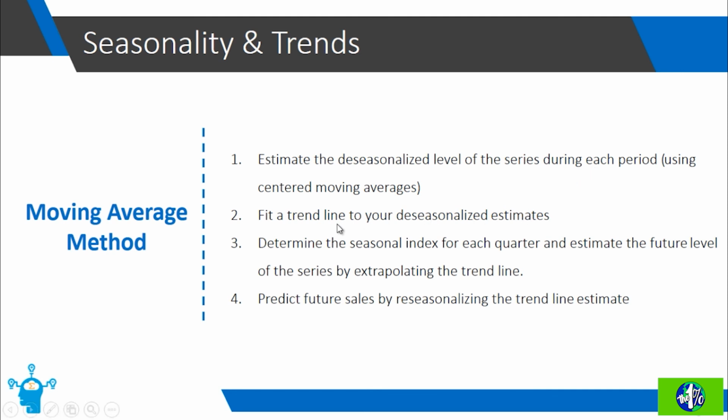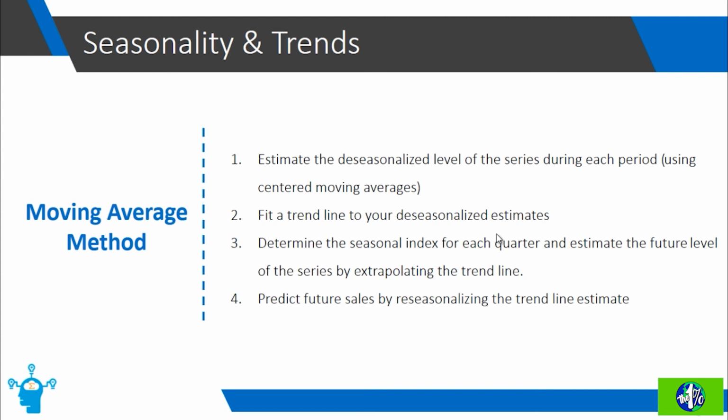Then we use this data to fit a trend line. We use this trend line to predict or forecast the future values. Then we determine the seasonal index of each quarter or each time period and use that seasonal index on the predicted values to calculate the values which have both trend and seasonality. So the process is remove seasonality, predict future values, estimate seasonality effect, and then re-seasonalize the predicted values. So by following these 4 steps, we will forecast the future values when we have trend and seasonality.